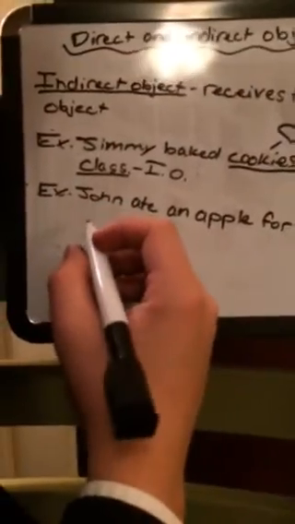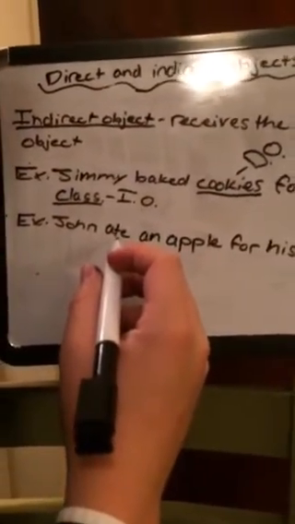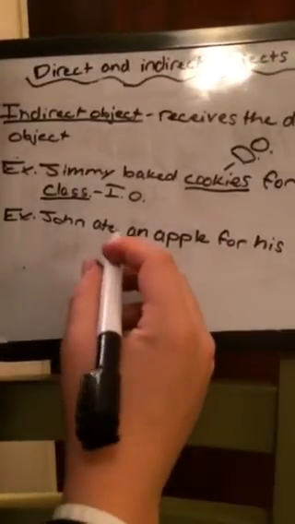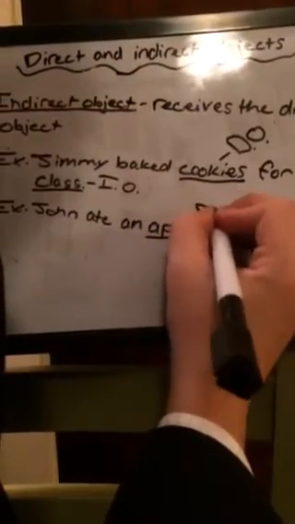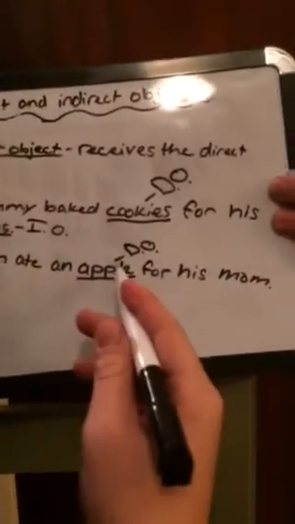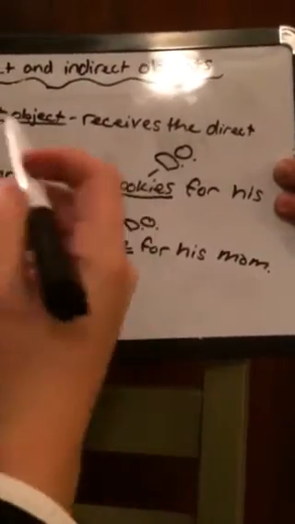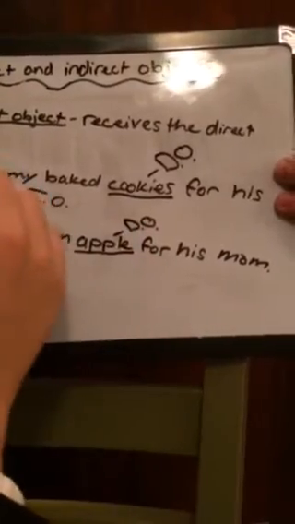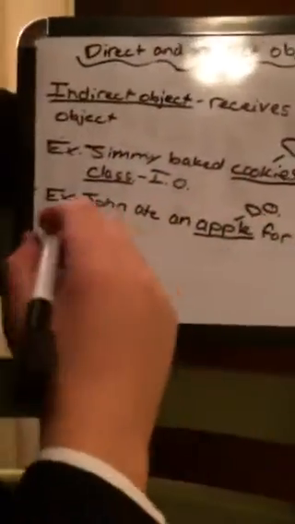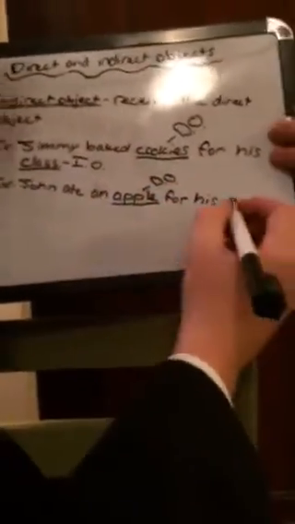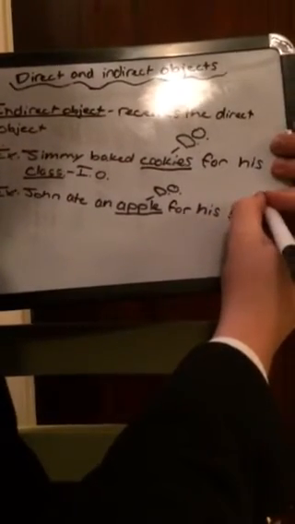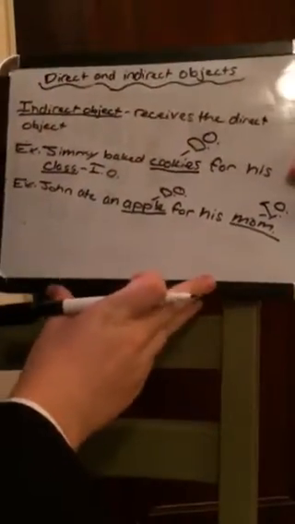So John is your subject, plus your verb, which is ate. Ate what or who? And that what is an apple. So apple is your direct object. For his mom. So apple is your direct object, and then your indirect object receives the direct object. So John ate an apple for his mom. Okay, so he's eating an apple for what? His mom. Indirect object.